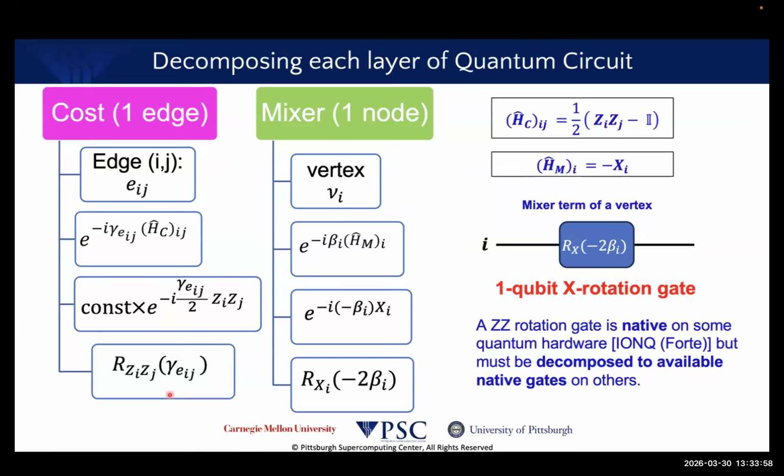Native means they are implemented within the hardware, so they don't have to be created like a closure operation, they don't have to be decomposed into other gates. For example, that exists in IonQ Forte quantum hardware, but it must be decomposed into other available native gates if it is not present there natively.